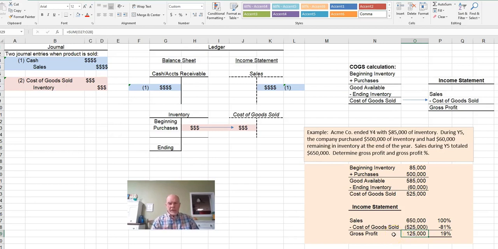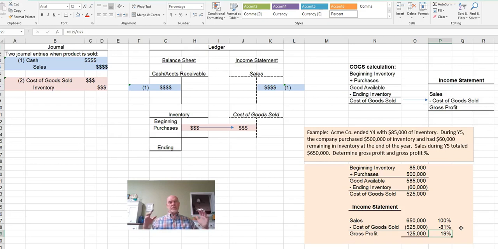We also talked about the fact that your gross profit percentage would be calculated as your gross profit divided by sales. In this case, that's 19%. And another way to look at it is your cost of goods sold would be 81% of sales. The two together, of course, has to add up to 100% of sales. Okay, so that's the big picture.